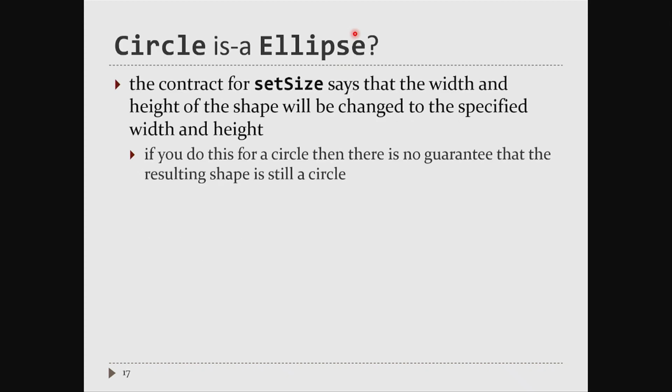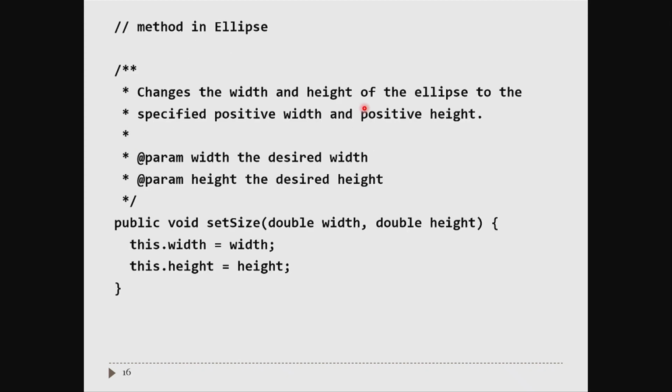So is a circle an ellipse? Well, no, not if the contract for setSize says that the width and height get changed. The contract says that the width and height of the shape will be changed to the specified width and height. If you do this for a circle, then you don't have a circle anymore. So here's the setSize method for ellipse. I can pass in 1 and 2. The method doesn't say it throws an exception. It says it actually changes the width and height of the shape.